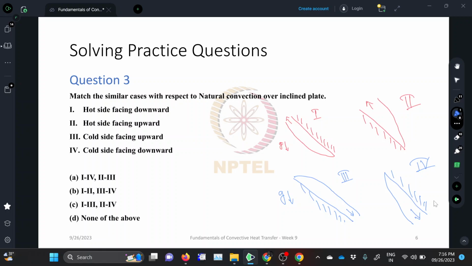So you have to pick out what are the similar cases among these 1, 2, 3, and 4. Which are physically similar, that is, in which cases the physical process is the same. Option A is 1 and 4, and 2 and 3 are similar. Option B says 1 and 2, and 3 and 4 are similar. Option C says 1, 3 and 2, 4 are similar. And option D says none of the above, so there is no similarity among any of these cases. You have to pick out the correct option among these four.